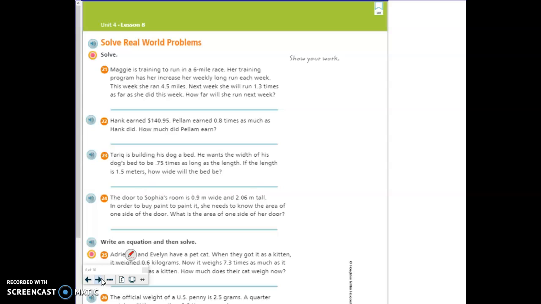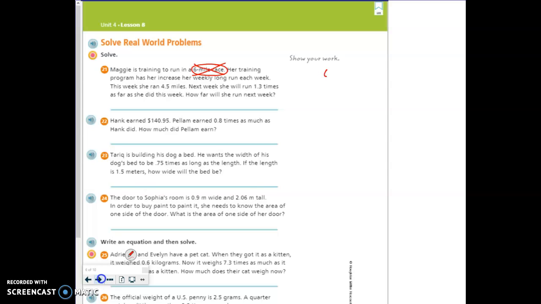So Maggie is training to run a 6-mile race. Her training program has her increase her weekly long run each week. This week she ran 4.5 miles. Next week she will run 1.3 times as far as she did this week. How far will she run next week? So maybe the bigger issue with this problem is that you need to make sure you are multiplying the correct numbers. Now they've given us a 6-mile race up here, so the number 6 is involved in this problem, but we need to be able to understand that 6 actually has nothing to do with the math itself.